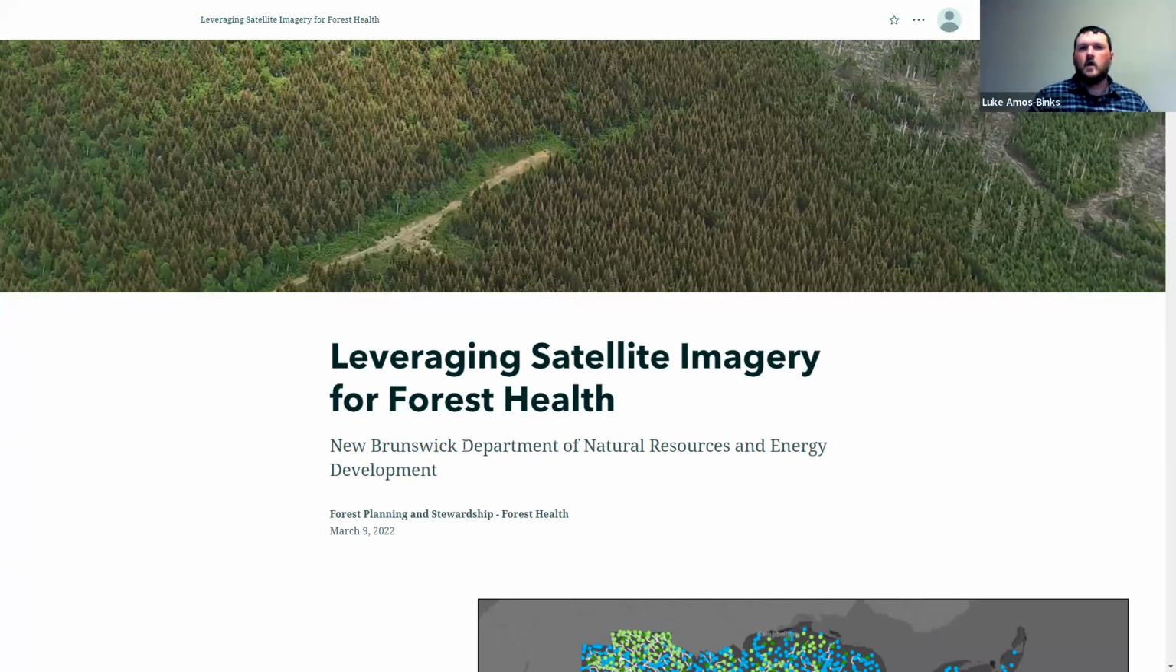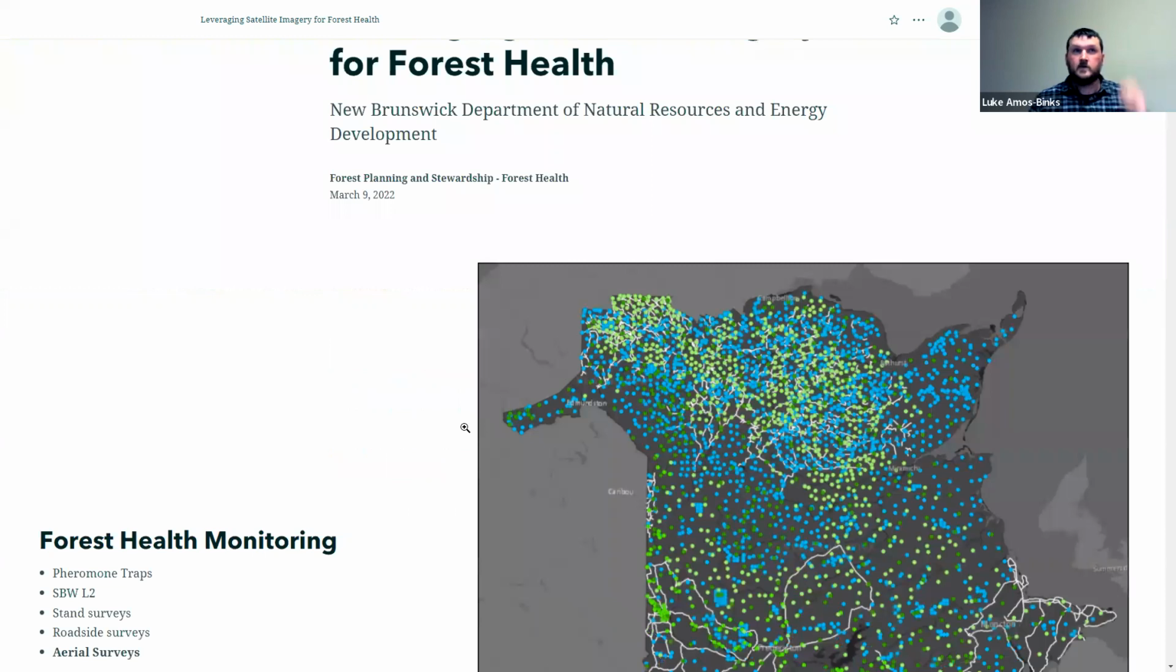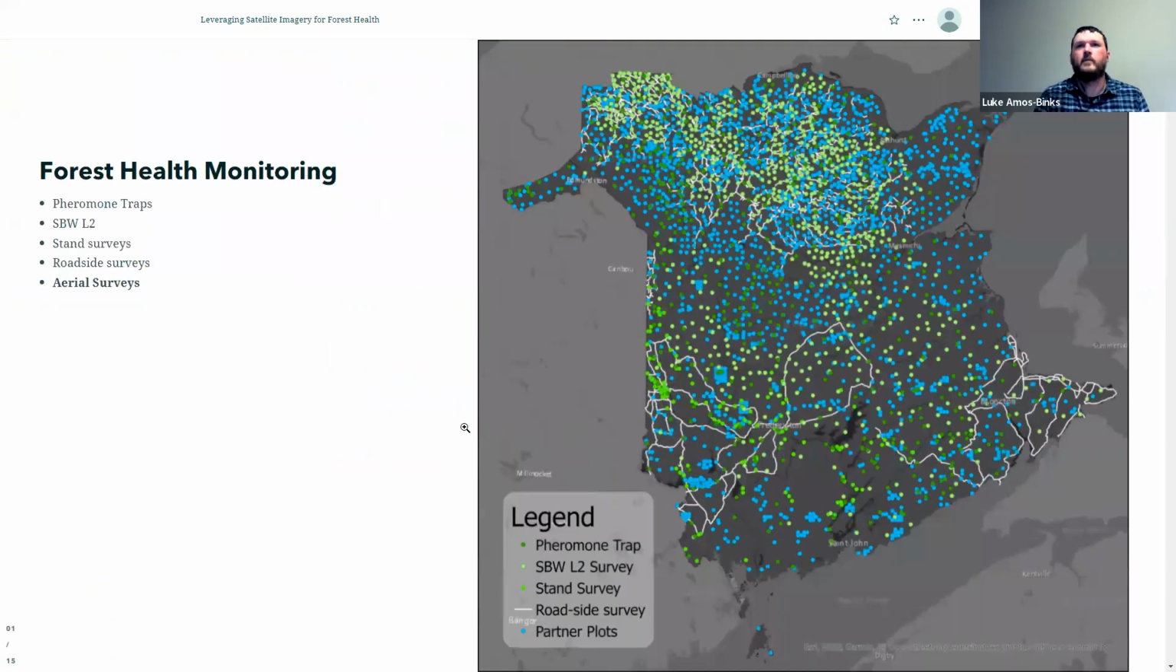Thanks, Janice. My presentation is a little bit shorter than what we've seen so far, just because it's a case study, trying to leverage some of the ideas and technologies that have already been discussed in the seminar series. So I just wanted to put this map up, which shows the province of New Brunswick and where we have reach within the province.